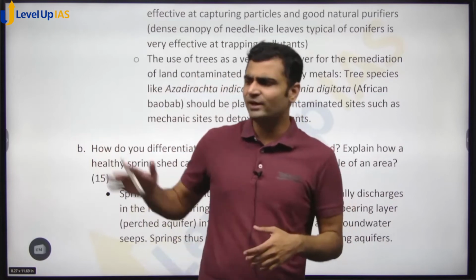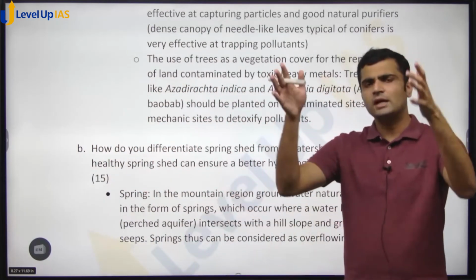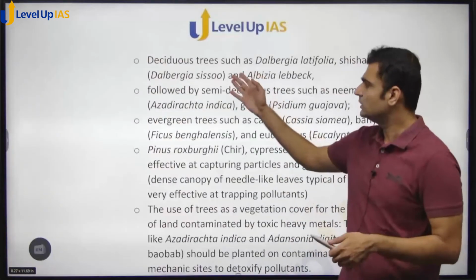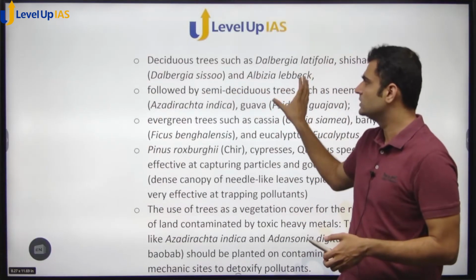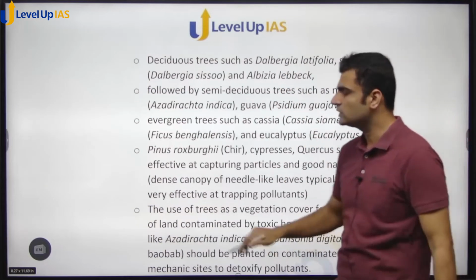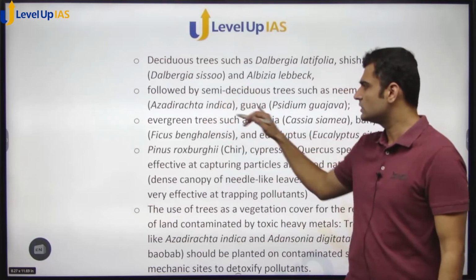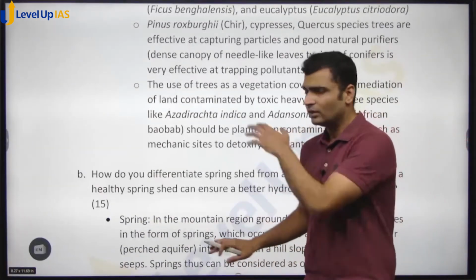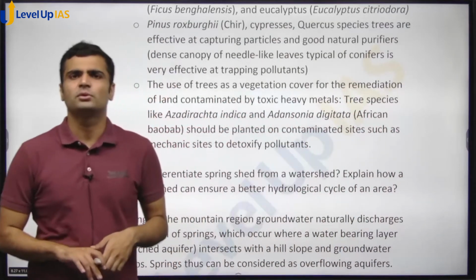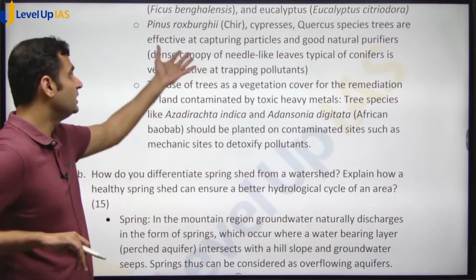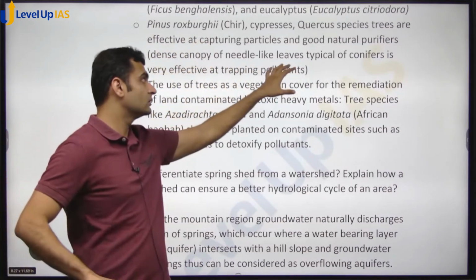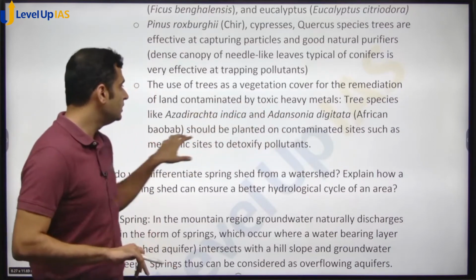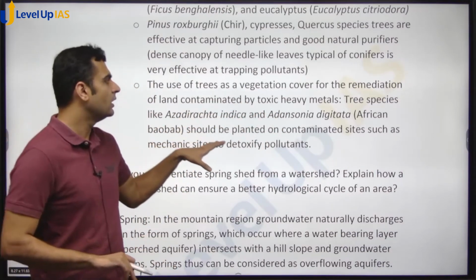So, one way is to write all these things, but if you don't have the space, you can just enlist these species and club them, like I have clubbed them. You can write the deciduous trees, write Dalbergia latifolia, Dalbergia sissoo, Albizia lebbeck, and write in front of them deciduous trees. Similarly for the other trees. I think you can mention 5 to 7 trees and that should be enough. But different kinds of trees you should mention. Don't just mention only one kind of trees, like whatever you know. So, pine trees you can mention because they have needle-like leaves and they are natural purifiers. And for lead contamination by toxic heavy metals, these species you can especially mention, Azadirachta indica and Adansonia digitata.